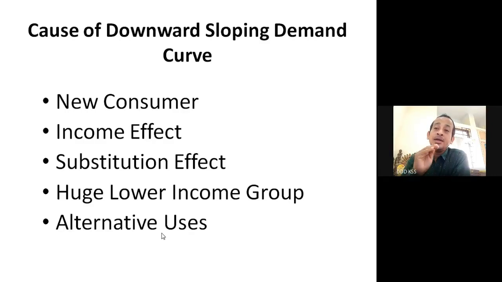Okay, now initially what happens when price falls? As I said, the real income of the consumer increases, and due to that, the consumer can purchase more of that particular good. And this is another reason why the demand curve has a downward slope.